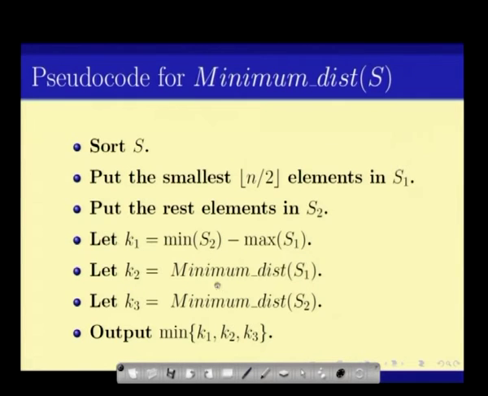Then we find k2 by recursively calling the same function, minimum_dist, on S1, and k3 by calling minimum_dist on S2, and we output the minimum of these 3. The correctness of this algorithm is not hard to prove, and I will skip that one. It follows the same argument that I gave while doing the example. What we want to check is the runtime of this algorithm.